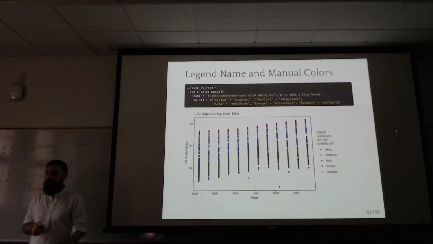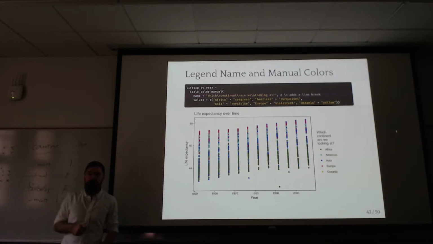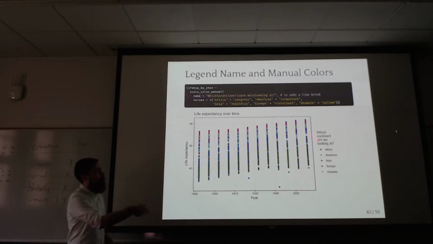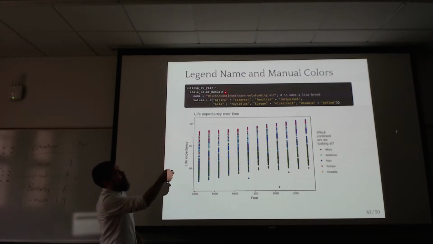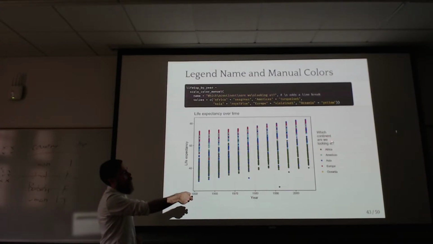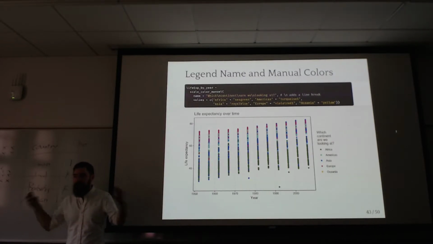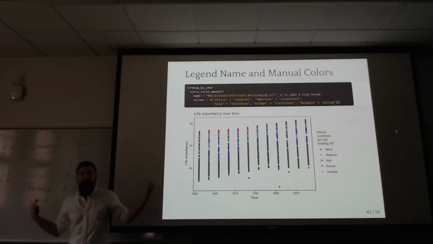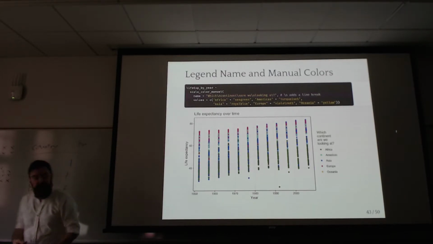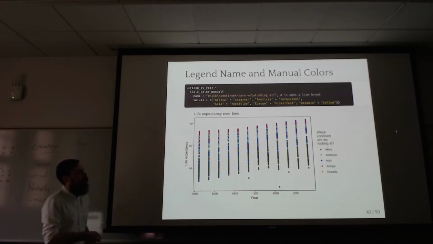\n is the line break character. It works inside of any kind of text element that appears in a ggplot. So it just means that "which continent are we" and "looking at" are all on separate lines in my legend title. If you have something really long that's going to run off the plot, line break it, use \n's. Okay? Then I've manually set the colors over here.